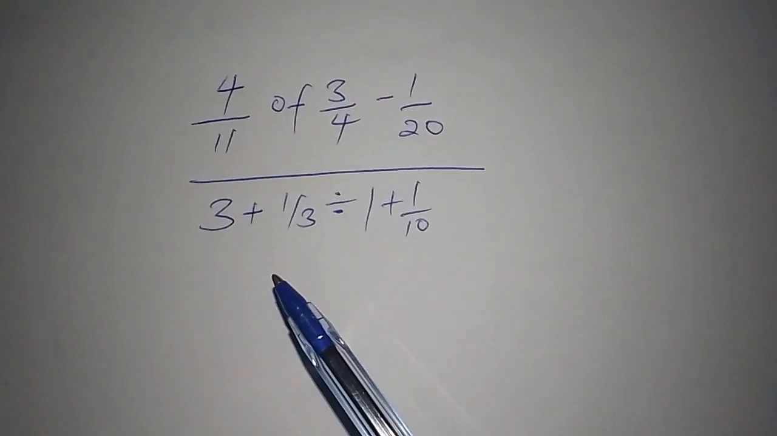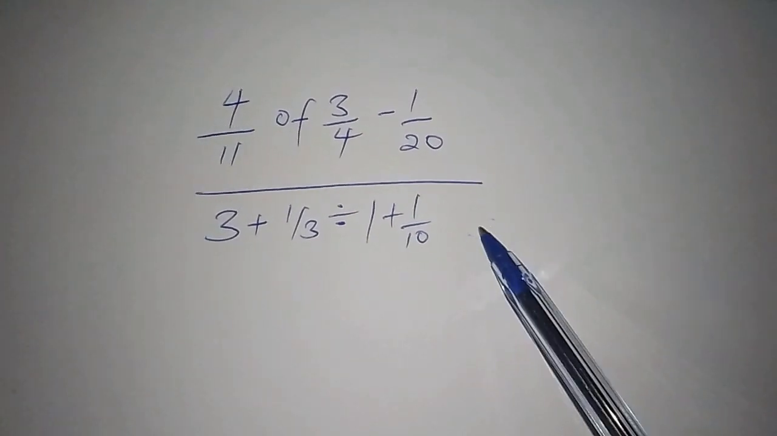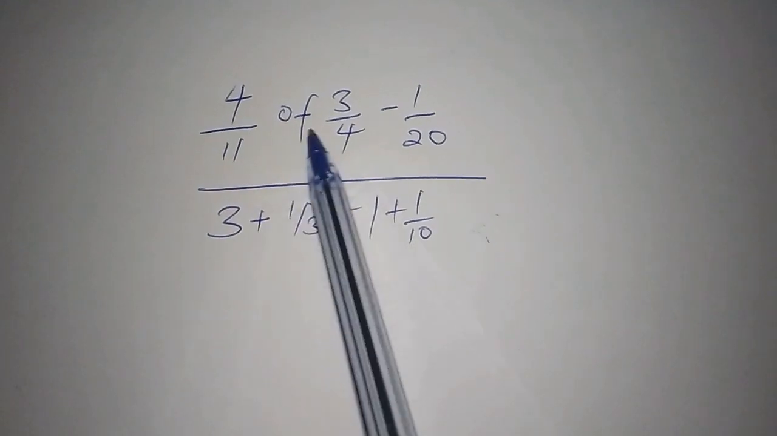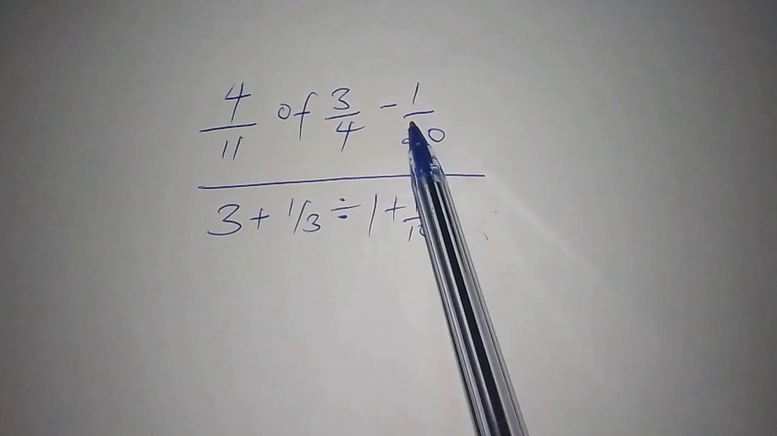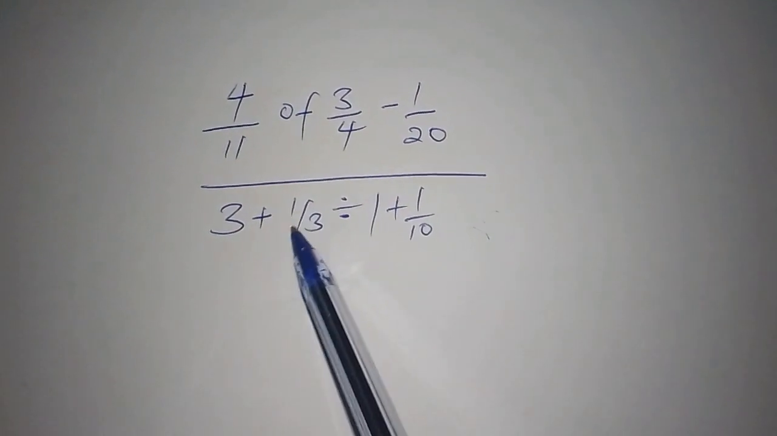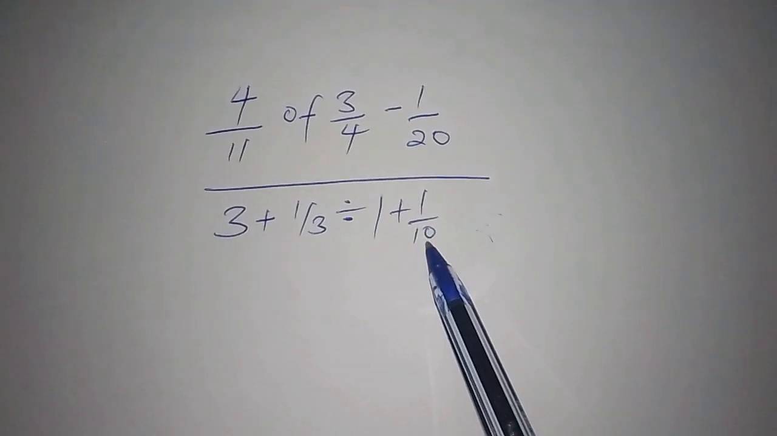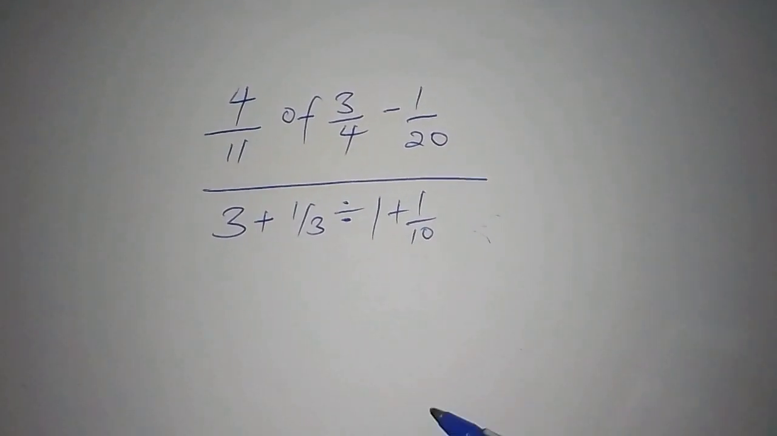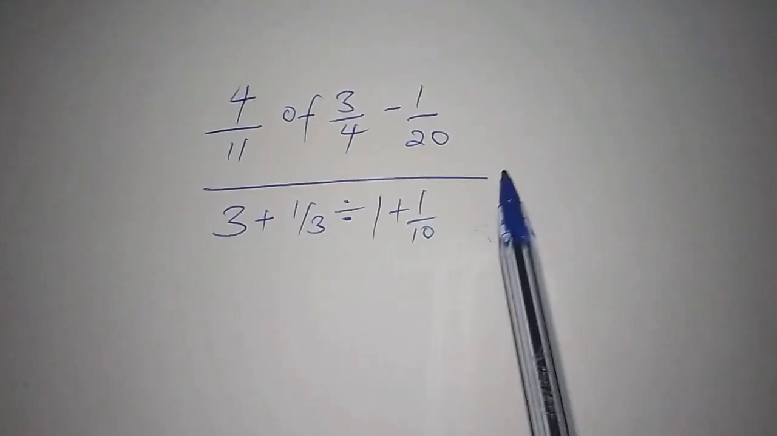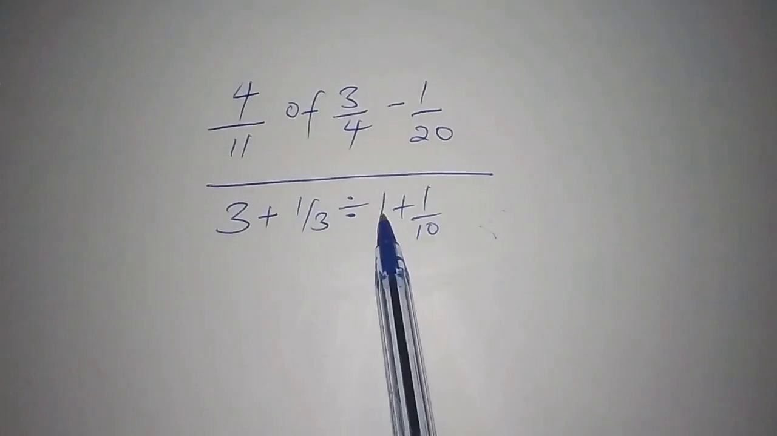Do you know how to solve some of the problems in maths related to fractions? If yes, stick around and enjoy the video. If no, just stick around to learn something. So we have 4 out of 11 of 3 over 4, subtract 1 over 20, over means you divide by 3 whole, plus 1 over 3, divide by 1 whole, plus 1 out of 10. Now, what I need you to do, you might have to pause the video, then from there we shall work it out with you. If you get the same answer, the better.